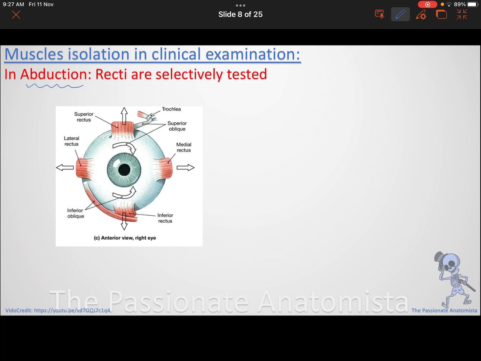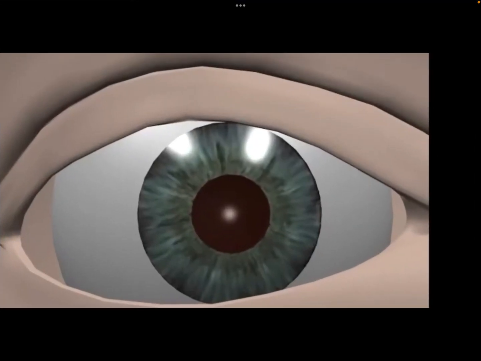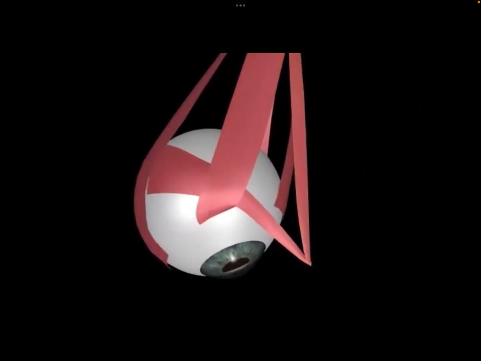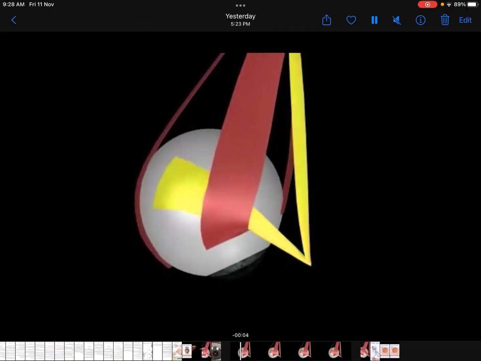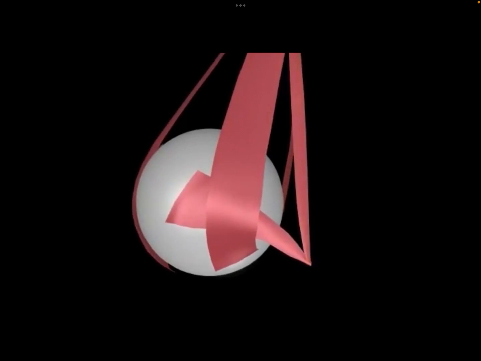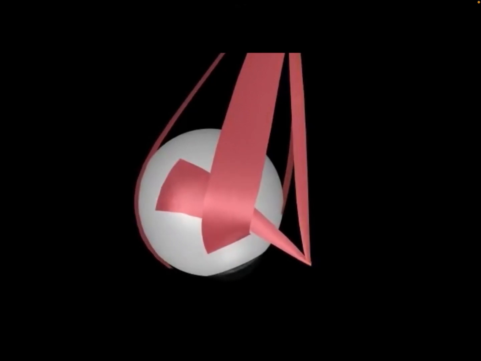If you are in the place of abduction, if you are far away from the recti, I will show you something to help you. Can you guys see? We are here in adduction. Now the eyeball is adducted. It is rotated medially. So when your eyeball is toward your nose, it means the obliques are functioning. So in adduction position, you can isolate the obliques. This is the superior oblique, and down the inferior oblique is doing the elevation and depression.